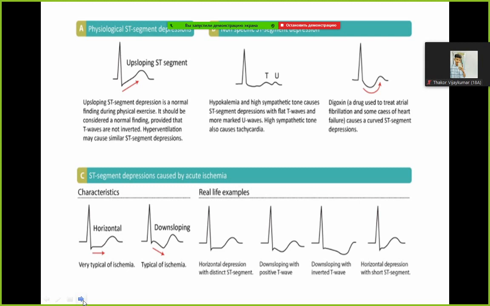There are several types of ST segment depression. If we are talking about acute ischemia, the most typical are horizontal depression and down-sloping depression. And different types of horizontal and down-sloping depression.